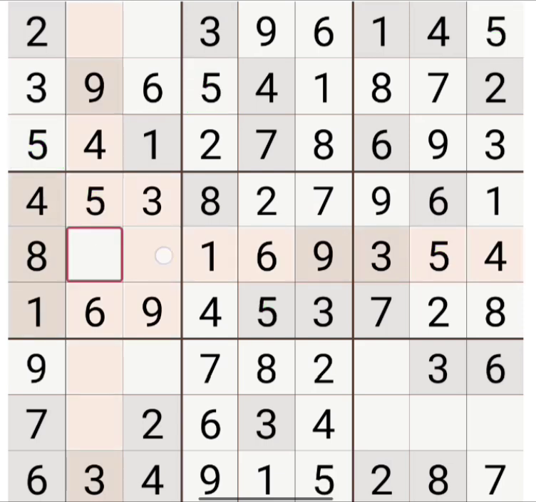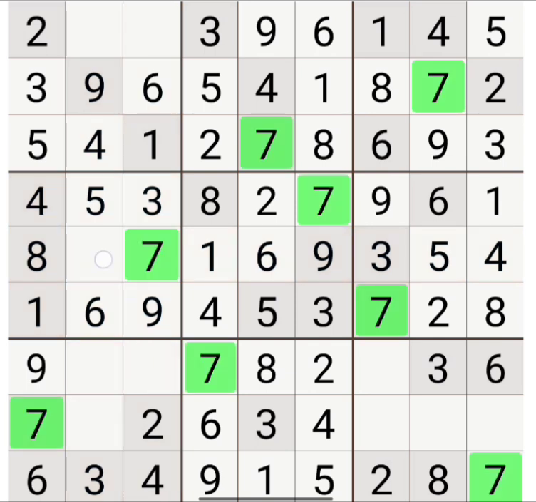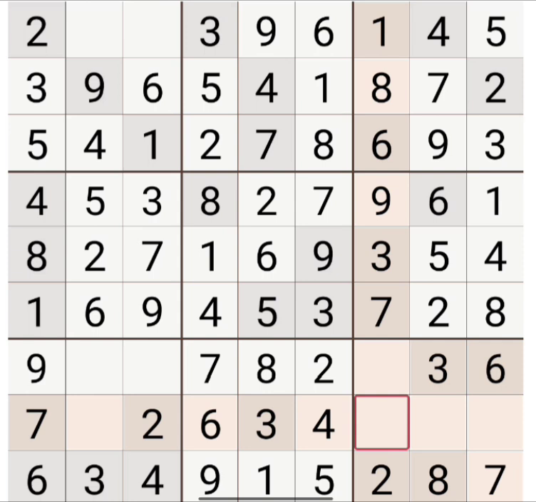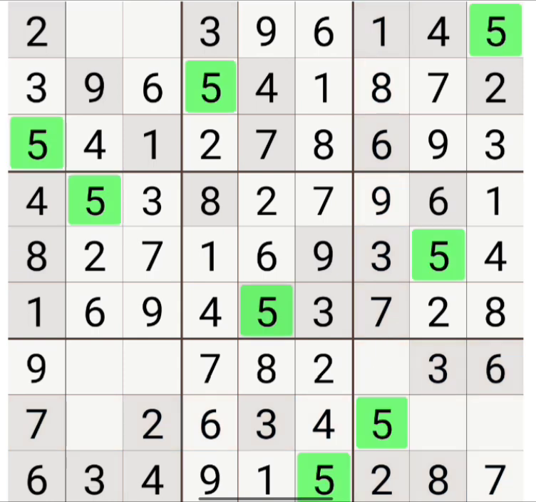So now let us complete this box. In this box 4, 5, 3, 8, 1, 6, 9 are there. Only 2 and 7 are missing. So we cannot place 2 here because 2 is in the same column. So we'll place 7 here and 2 in this cell. Now let us complete the seventh column. In this column 1, 8, 6, 9, 3, 7, 2 are there. Only 4 and 5 are missing. So we cannot write 4 in this cell because 4 is just next to it. So we'll write 5 here and 4 in this cell.